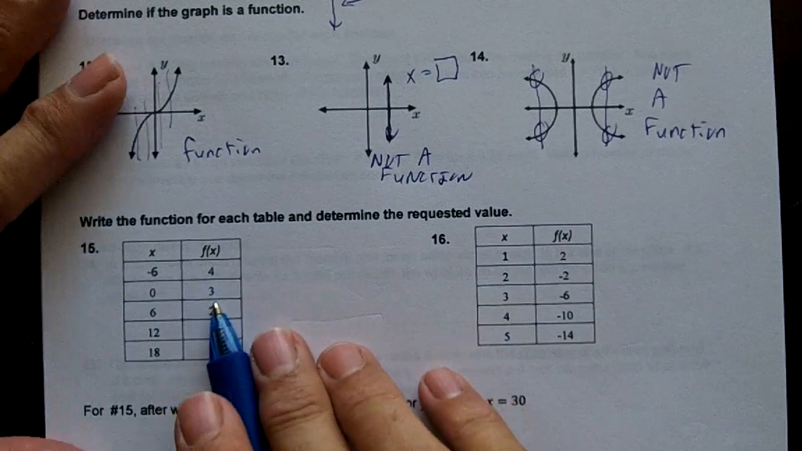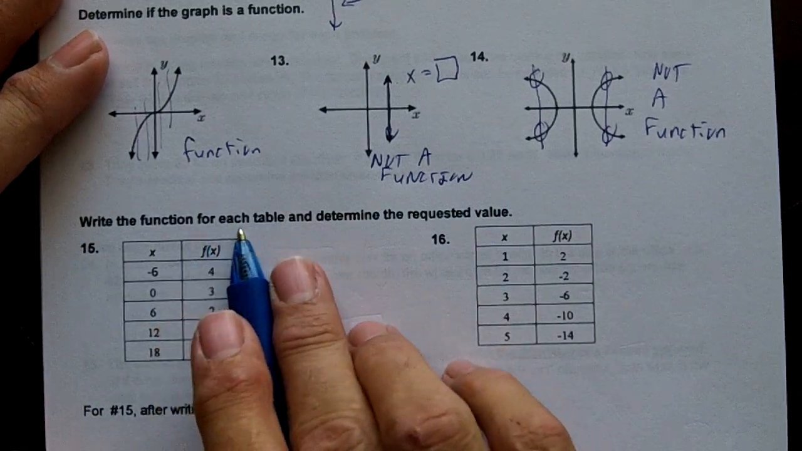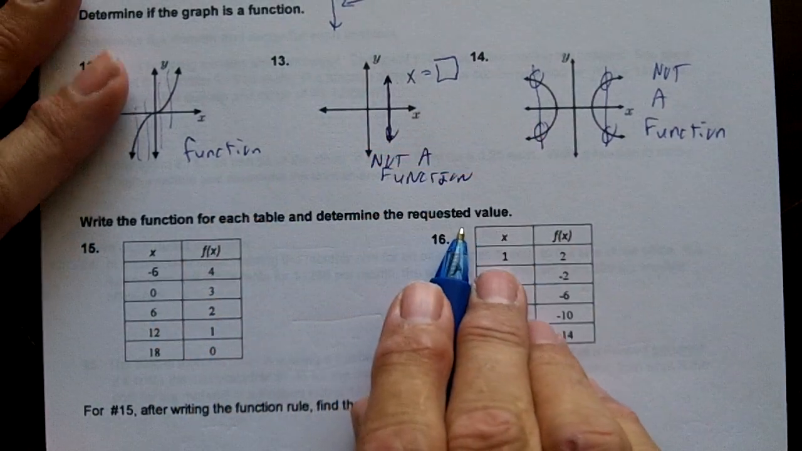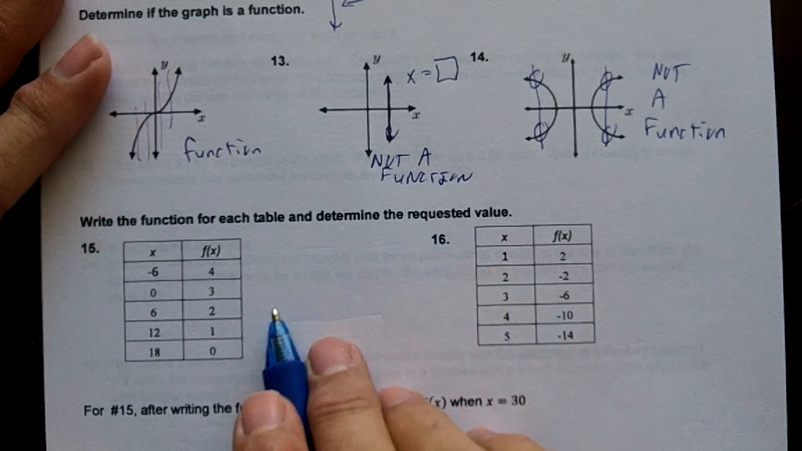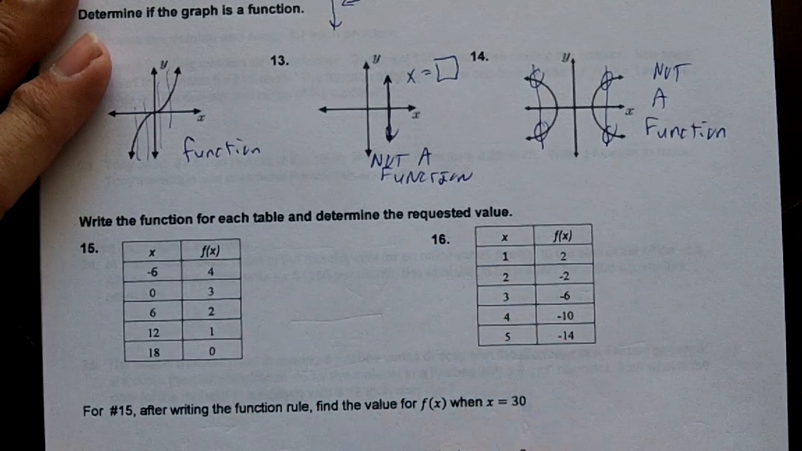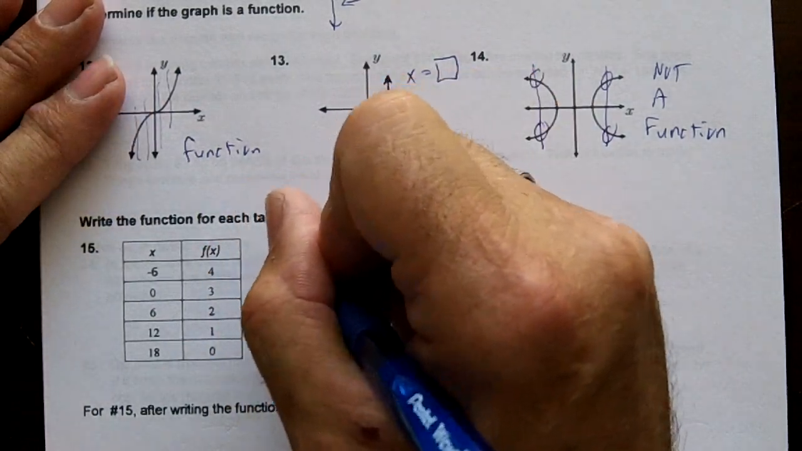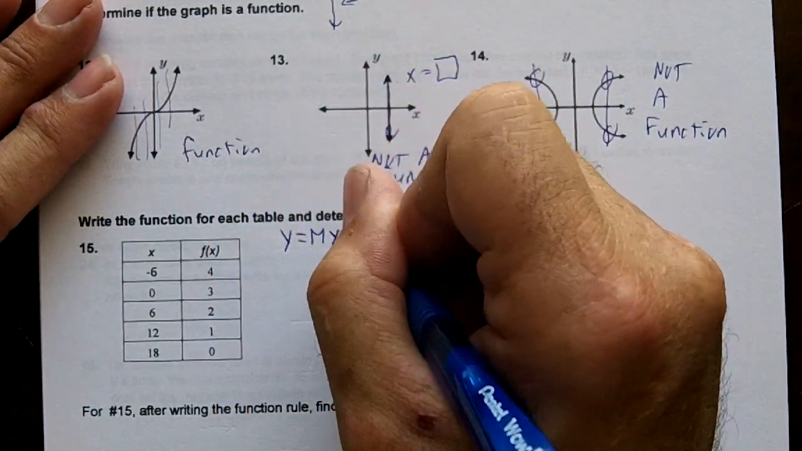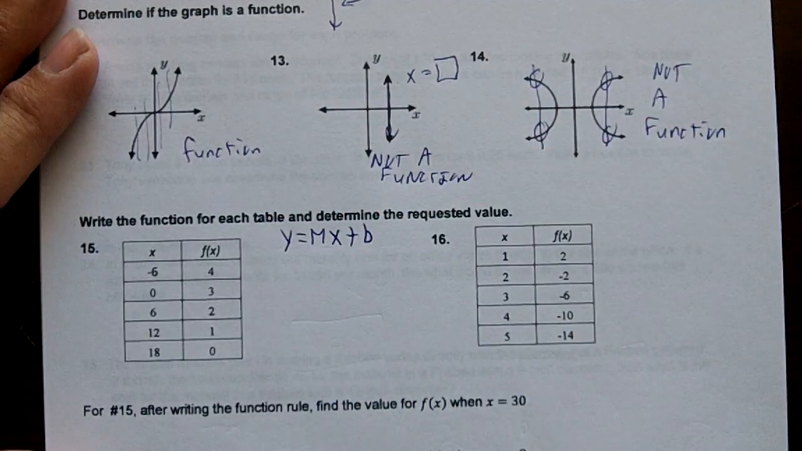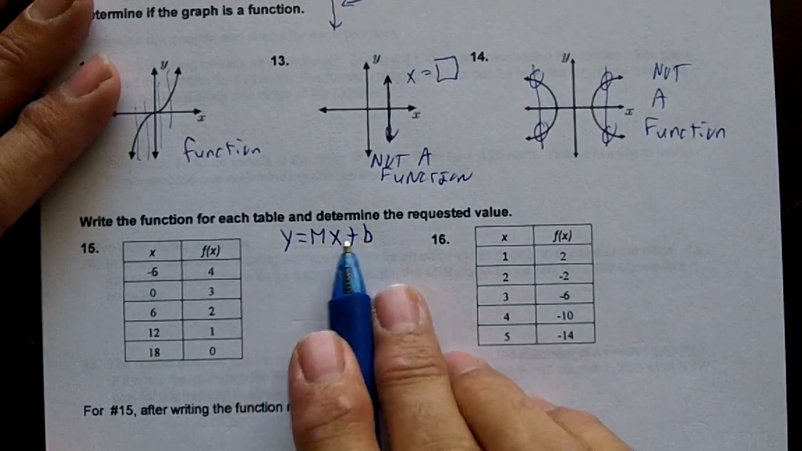Okay, now then let's go to here. Okay, write a function for each table and determine the requested value. So we don't have a requested value. Okay, the requested value is down here. Okay, so a function rule is going to be y equal mx plus b. So we're going to try to find our slope and our y-intercept.